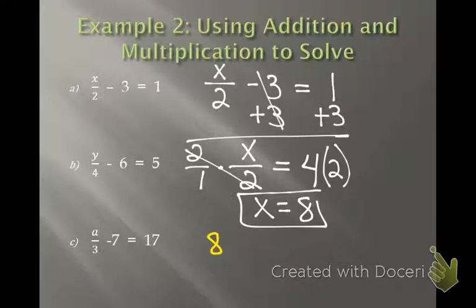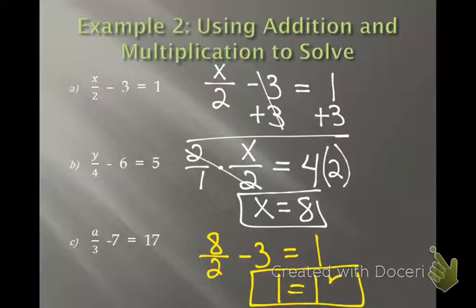All right, so can we do this in our head? What's 8 divided by 2? 4. What's 4 minus 3? 1. 1 equals 1. Done. All right, go ahead and do B. When you're done, raise your hand. I'm going to come check.